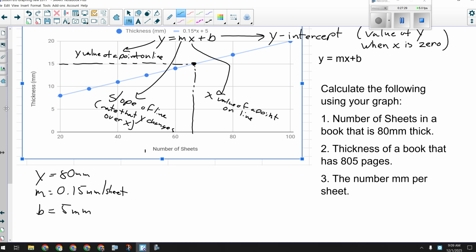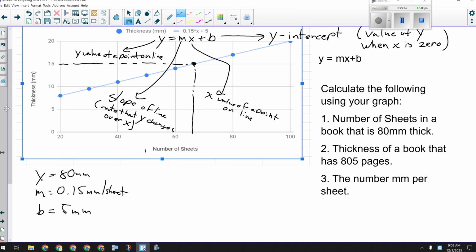What's that telling us? I would say that's the thickness of the cover. A book with no pages still has a cover. So when there's no pages, here's how thick the book is. Well, that would imply that the cover must be 5 millimeters thick. Everyone okay with that? Okay. Those are the kinds of assertions that we need to make when we're reading a graph sometimes. The conclusions we have to draw.